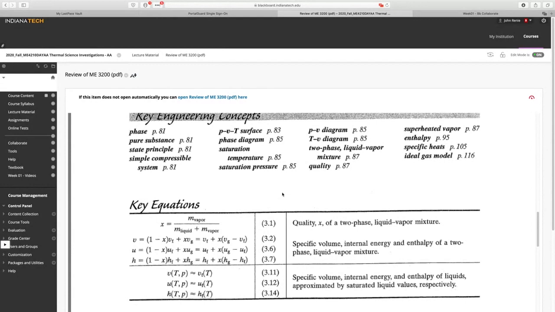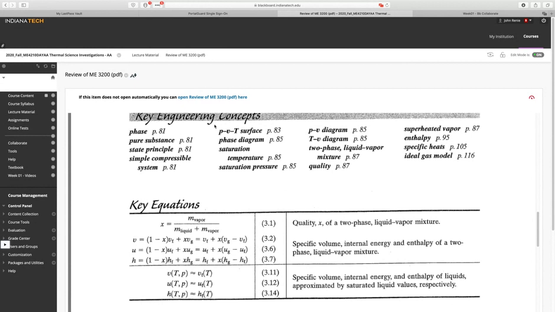The state principle basically stated that when you have a pure substance, it is necessary to identify 2 independent thermodynamic properties. Upon identifying 2 independent thermodynamic properties, one then can determine all the other thermodynamic properties. So that will be very important in our determination of the various thermodynamic properties for the pure substances that we will be treating.